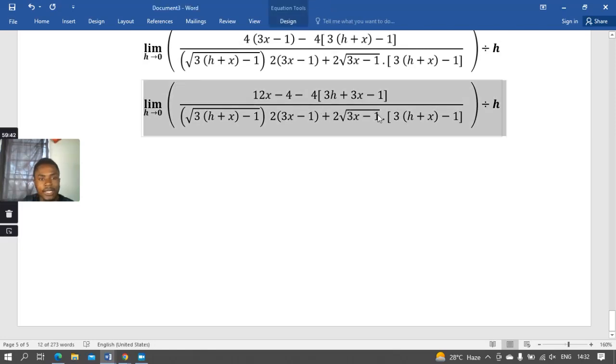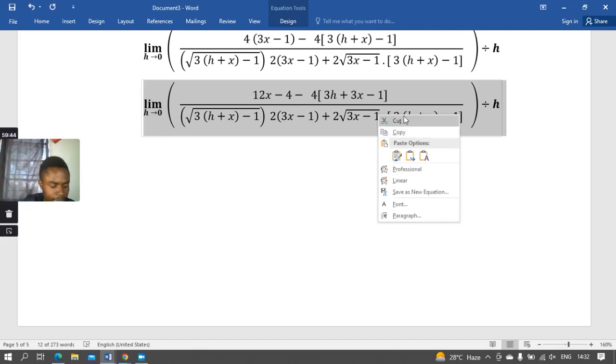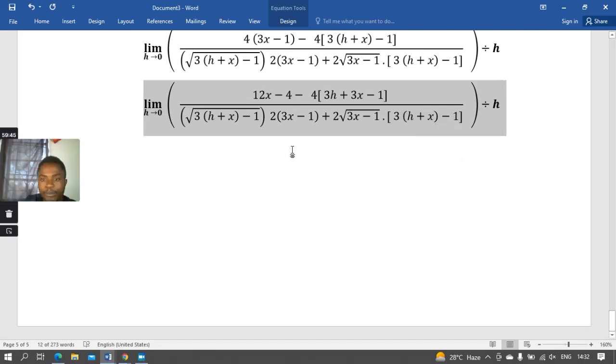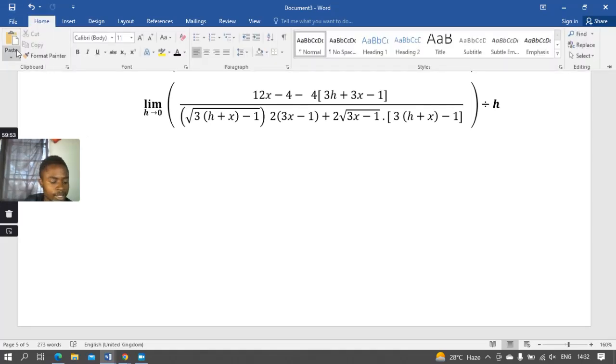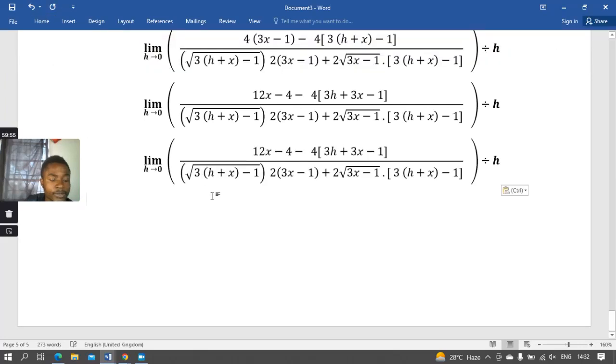So after doing that, I'll go on to the next step. Ladies and gentlemen, as I've said, I might be a bit slow, but that doesn't mean that you should lose concentration. This is the point where we are. At this point, I just need to multiply 4 times everything there.